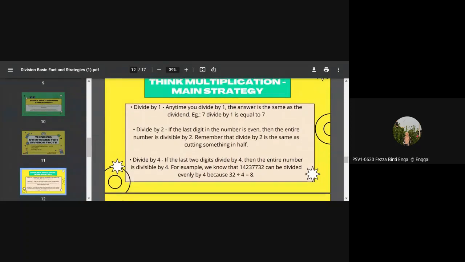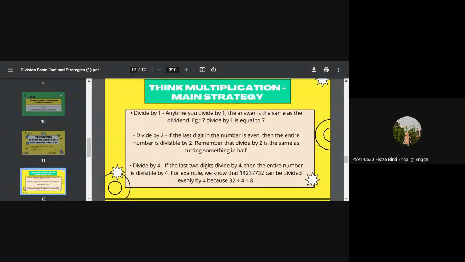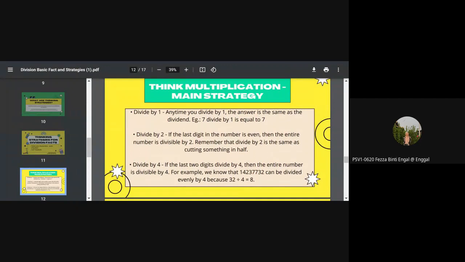Next, divide by 2. If the last digit in the number is even, then the entire number is divisible by 2, which is the same as cutting something in half. For example, the number 12. We know that the last digit of the number 12 is an even number, which is 2. So the number 12 is divisible by 2.